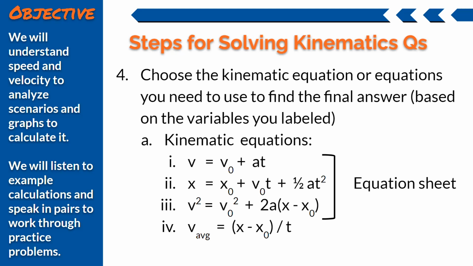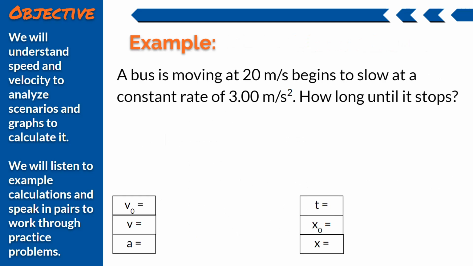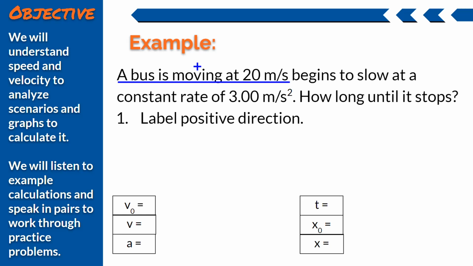Okay, so let's go ahead and take a look at an example. The example says, a bus is moving at 20 meters per second and begins to slow down at a constant rate of 3 meters per second. How long until it stops? So we're going to go through the same steps that we just talked about. Step 1 is to label the positive direction. To make my life easier, I am going to label my positive direction as the direction that the bus is moving. I'm going to say the bus is moving in the positive direction, whatever direction that may be. Okay? So that's step 1. We've labeled our positive direction.